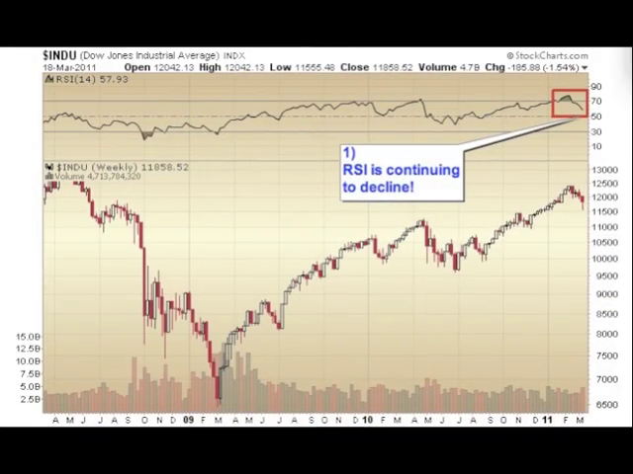And up top, the relative strength index continues to decline as well, so we gave this one a red mark.